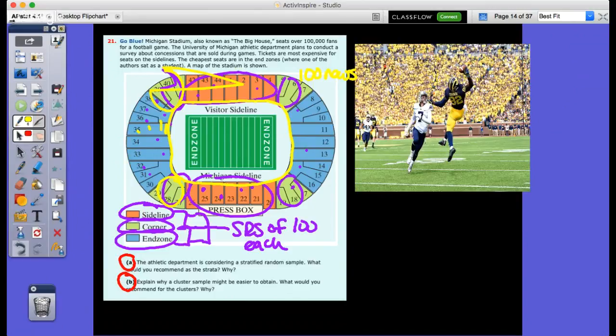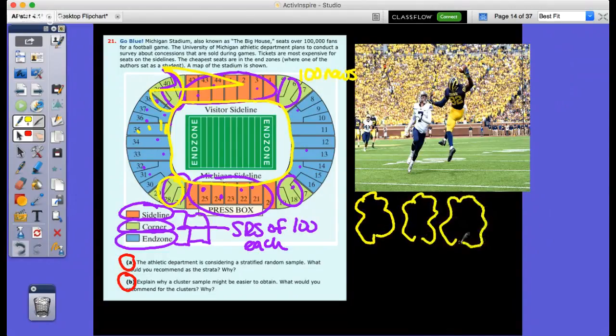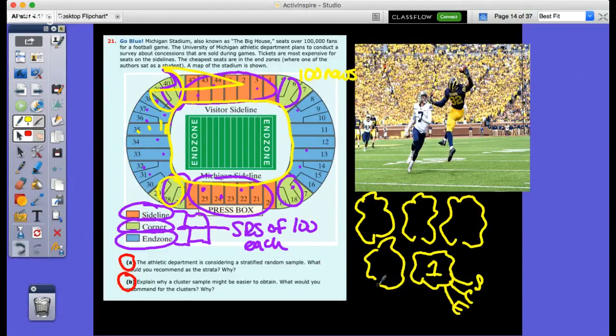And let's say we do 3 different rows and we just literally go all around. Do you see how that's a clustered form? It's not as much strata, because each of these rows, let's say row number 1, has all 3 within it, right? We have the sideline, the corner, and the end zone seats. Each of these rows has all of the different strata inside.